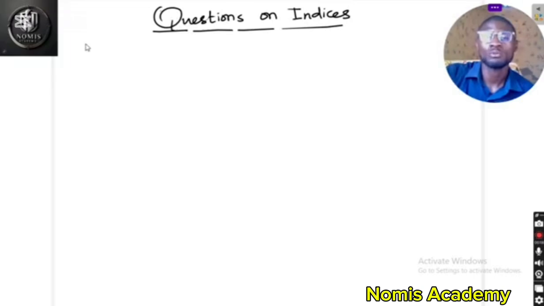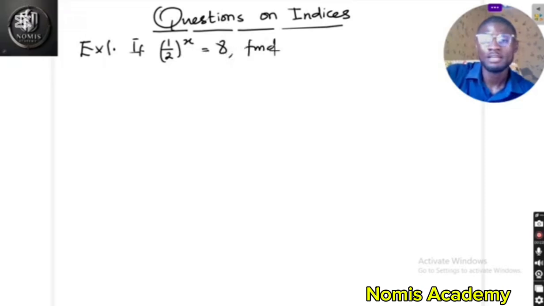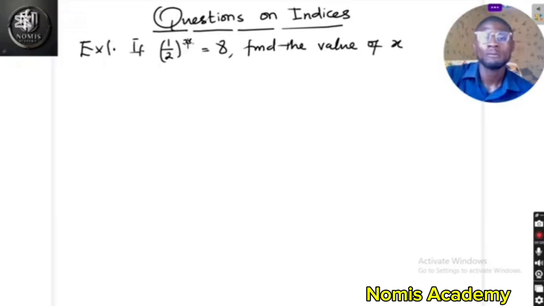Let's take example number 1. Example number 1 says, if 1 over 2 to the power of x is equal to 8, find the value of x. So look at this question now. X, the unknown, is the power of a base 1 over 2.